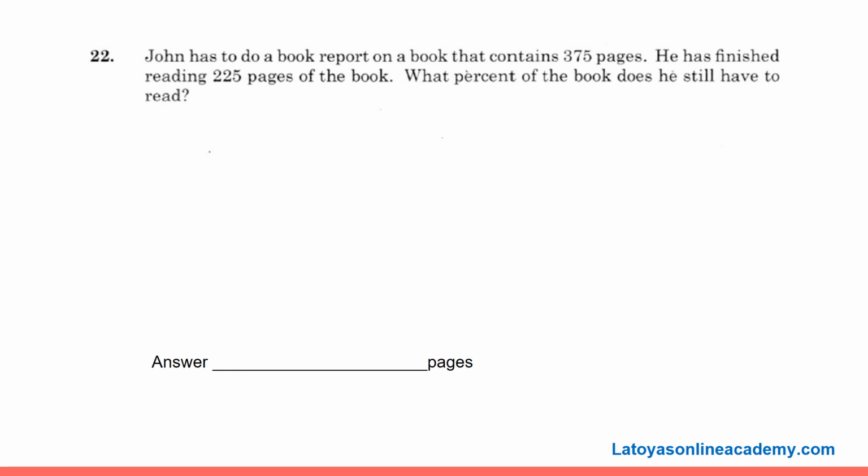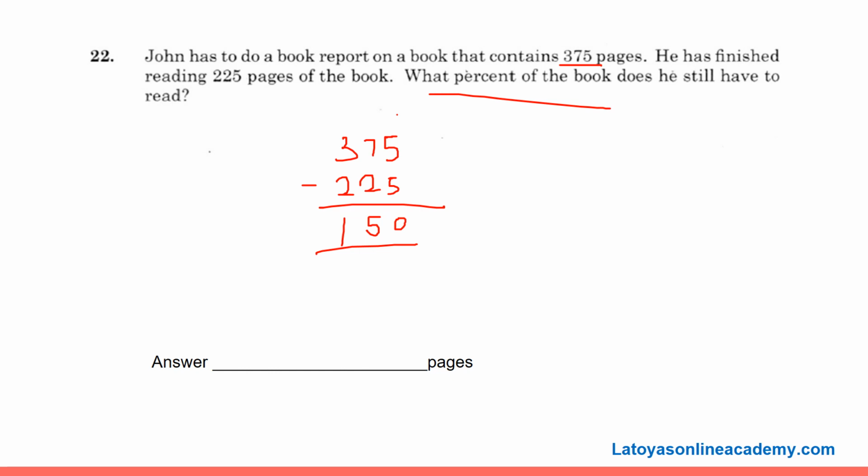So the total number of pages in this book is what? 375. And the pages that he finished reading is 225. So once we subtract, 5 take away 5 is 0, 7 take away 2 is 5, 3 take away 2 is 1. So you have a total of 150 pages yet to read. Now here what they want. They want to know what percent of the book does he still have to read. So what we need to do is to find the percent.